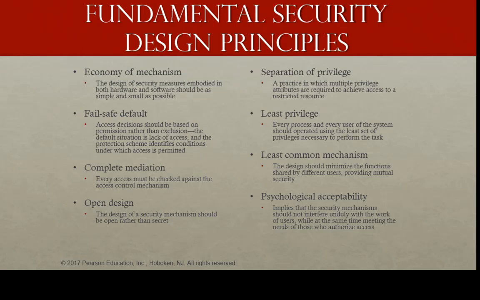Psychological acceptability implies that the security mechanisms should not interfere unduly with the work of users, while at the same time meeting the needs of those who authorize access. If security mechanisms hinder the usability or accessibility of resources, then users may opt to turn off those mechanisms. Where possible, security mechanisms should be transparent to the user of the system, or at most introduce minimal obstruction.